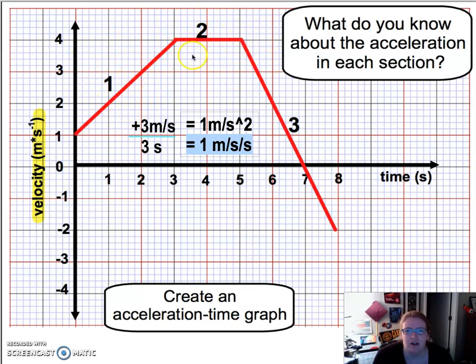Take a moment right now and try calculating your acceleration for section 2. Notice that I looked at the change in velocity over the amount of time that change happened, which is actually just looking at the slope. So you might want to pause the video and go ahead and calculate for section 2.